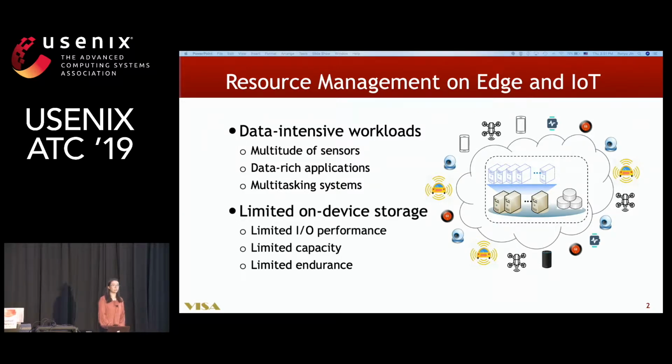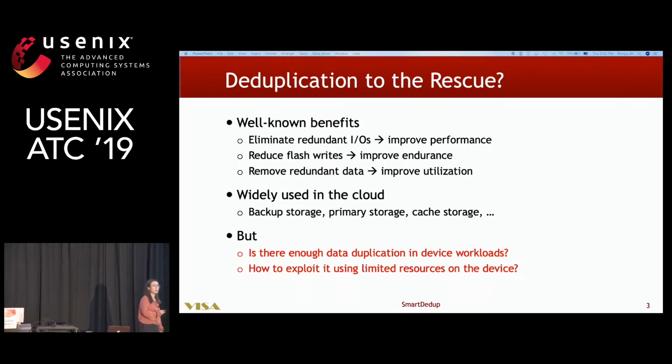Edge and IoT devices have two concerning characteristics: data-intensive workloads and limited on-device storage. The large data produced by on-device sensors and applications presents serious challenges to the limited on-device storage, which has limited I/O performance, capacity, and endurance. Deduplication might be the rescue to the above problems.